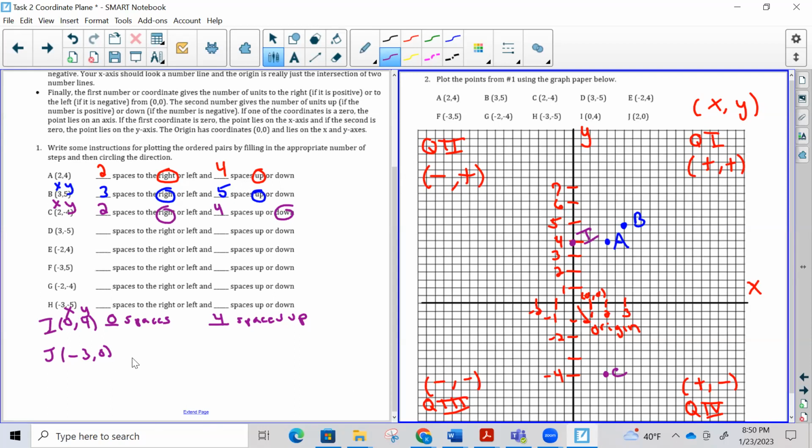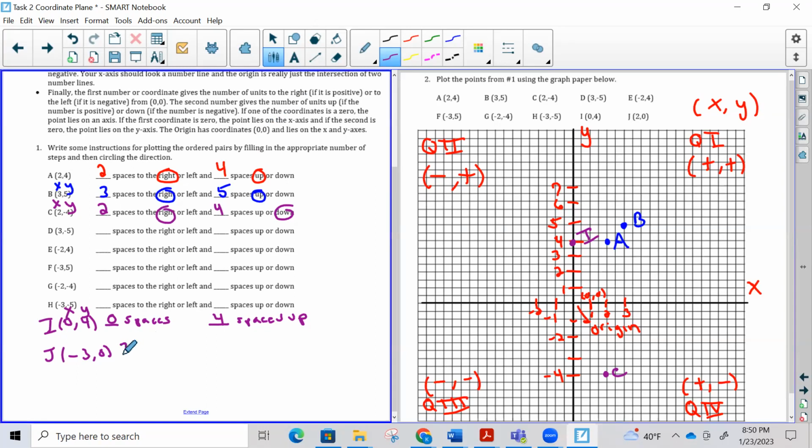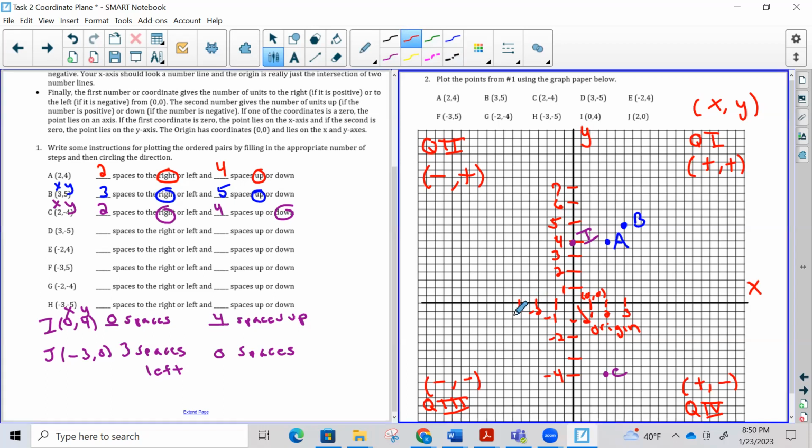And then J would be -3, 0. So I'm going 3 spaces left. And then I'm going 0 spaces. Again, you can really say up or down, but I'm just going 0 spaces. So I would be going 3 spaces to the left. Okay, so that would be to here, and then I wouldn't be going up and down. So that one is going to be on the x-axis. So when the y value is 0, we're on the x-axis, and when the x value is 0, we're on the y-axis.